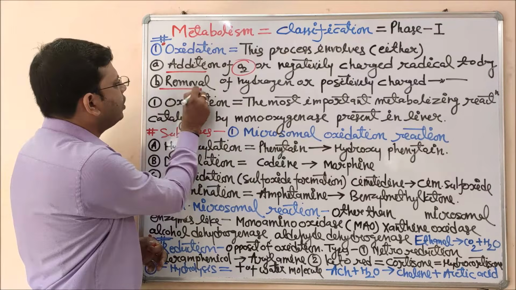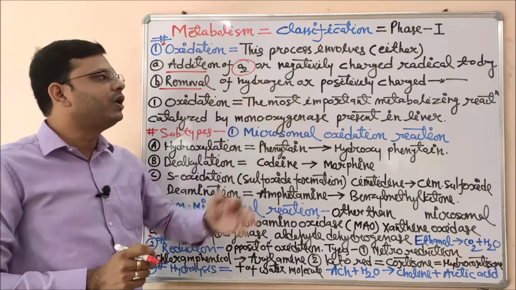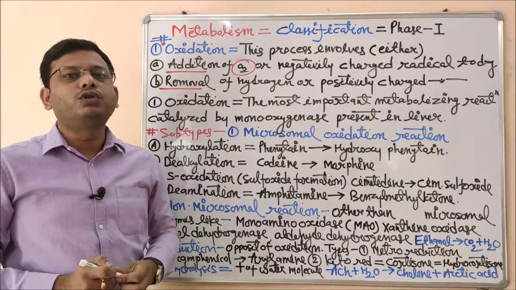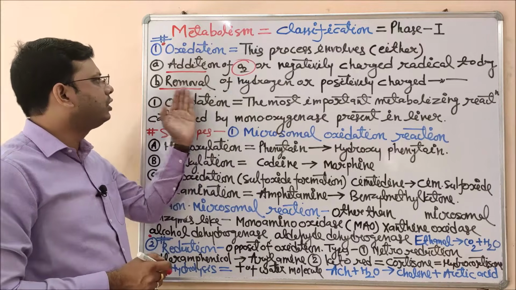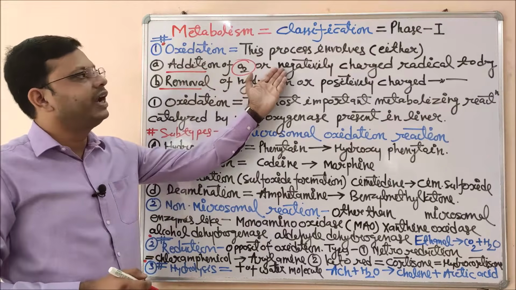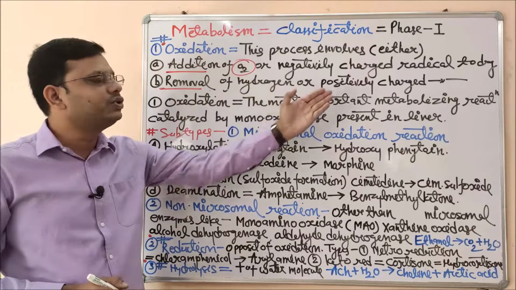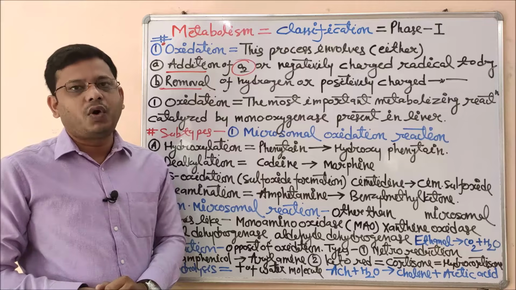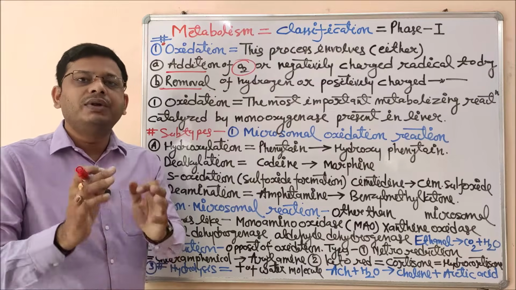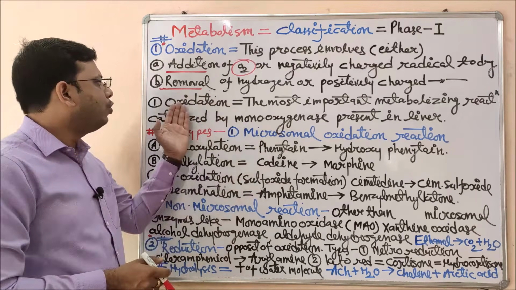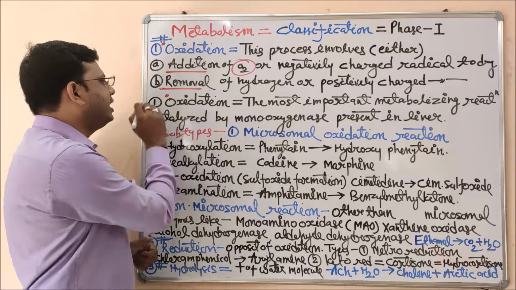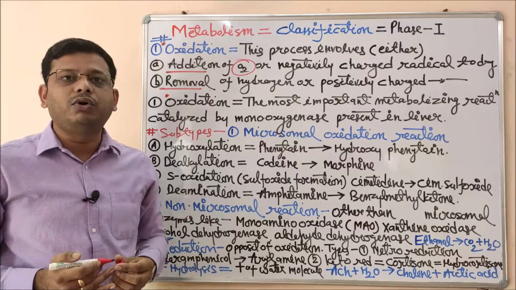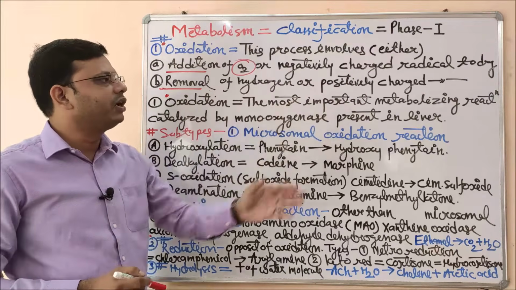So this is also known as removal of hydrogen or positive charge radical from the drug. Both processes, either addition of oxygen or removal of hydrogen, or addition of negative charge radical or removal of positive charge radical, are termed oxidation. This is one of the most important processes, or we can say definitions, which is followed in the metabolism of the drug.